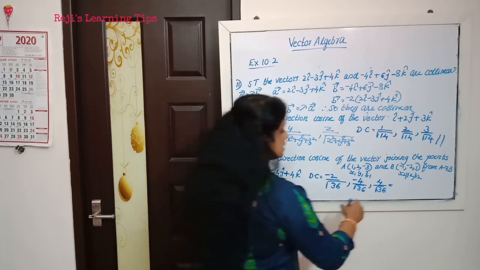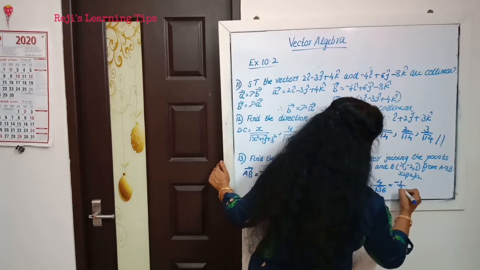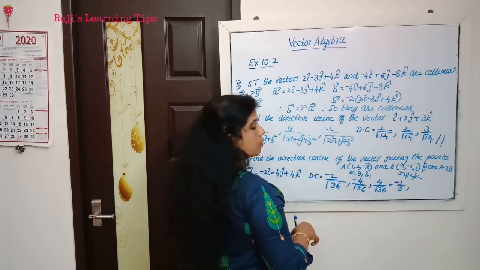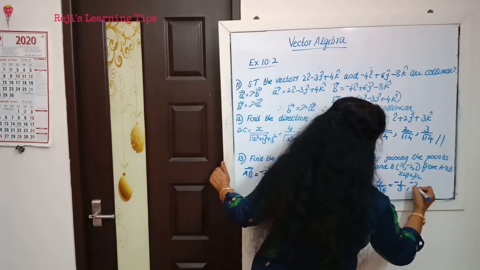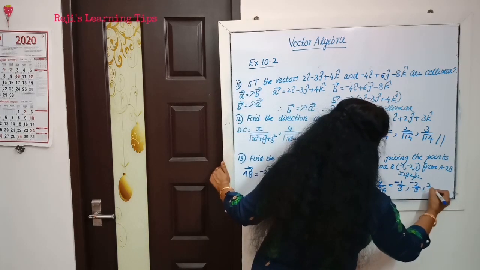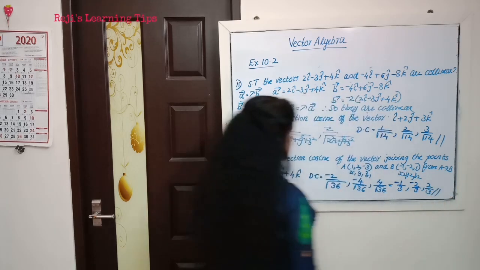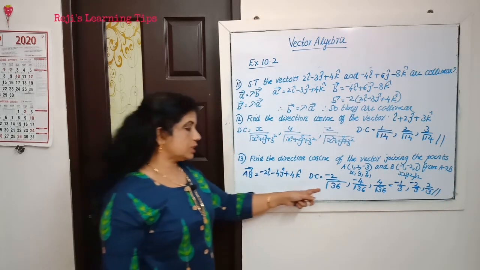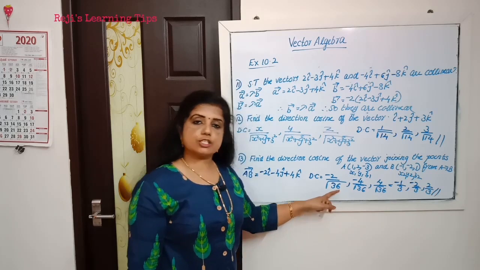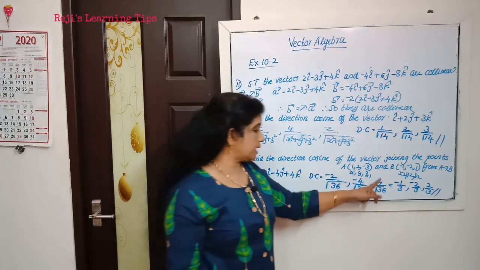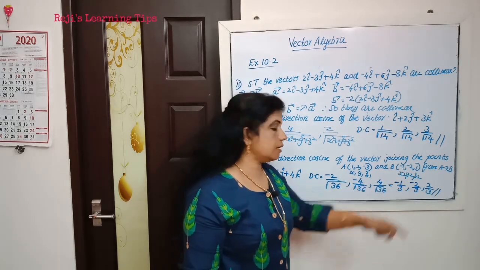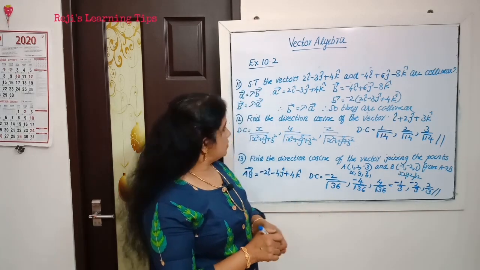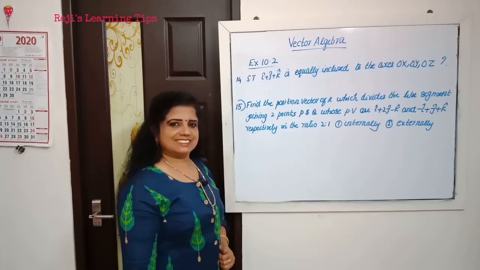Minus 2 by 6 means minus 1 by 3. Minus 4 by 6 means minus 2 by 3. Then next, 2 by 3. Understood? Root 36 means 6, minus 2 by 6 means minus 1 by 3, minus 4 by 6 means minus 2 by 3 and then 2 by 3. Understood? Then we can see the next problem.